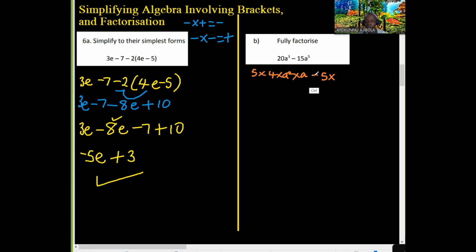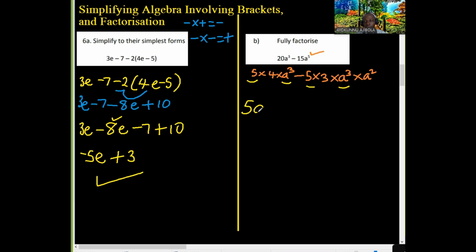Okay, I don't even need to split this a because the other one is 5. So this is still a cube. Let me put it as a cube. Then I have negative 5 times 3. Then I can split the a raised to power 5 into a cube and a square because a cube times a square gives a raised to power 5. Take note of that. Then what is common to this side and this side? I can see some items common. I see 5 and a cubed. So that's what is common.